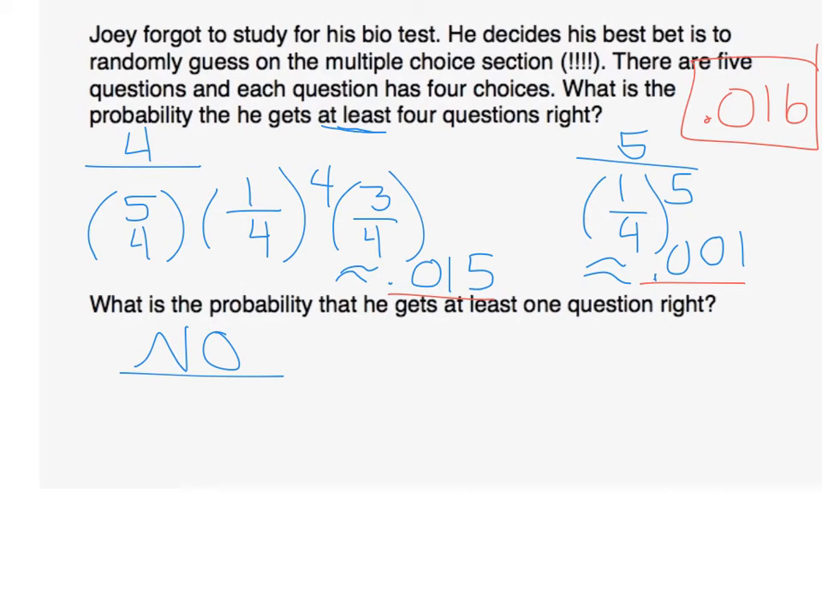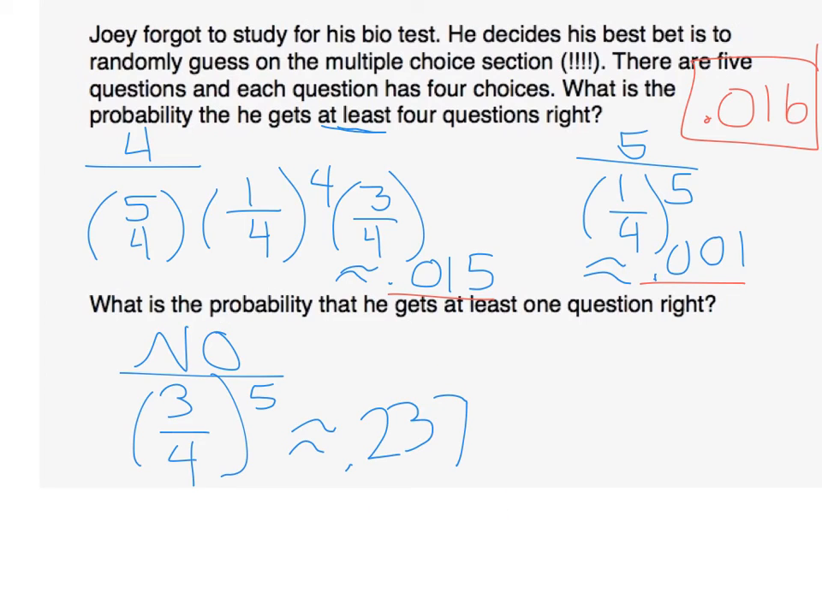So we take our probability of failure, which is 3/4, and we want that to happen, in this case, all 5 times. And then you just put that in your calculator. And we get about 0.237, or 23.7%. So this is the probability that he doesn't get any questions right.